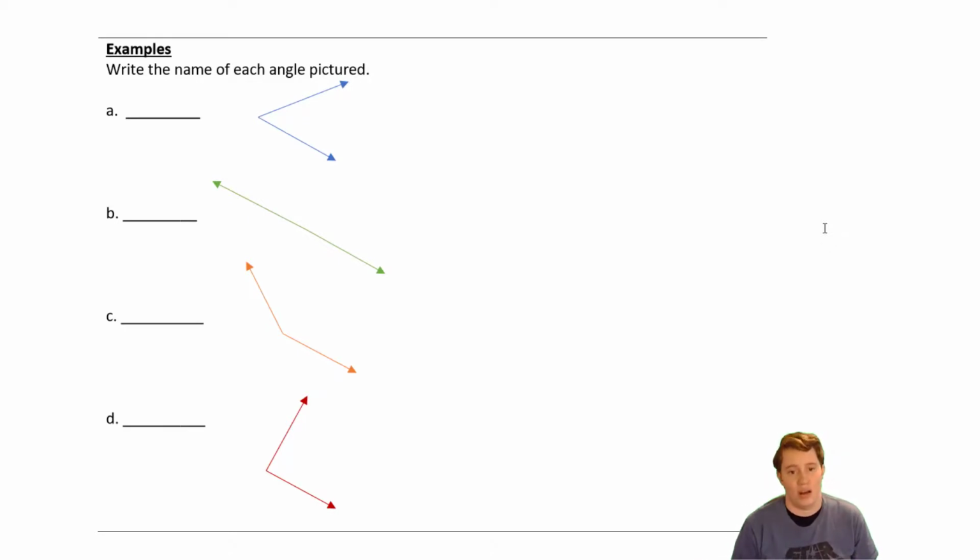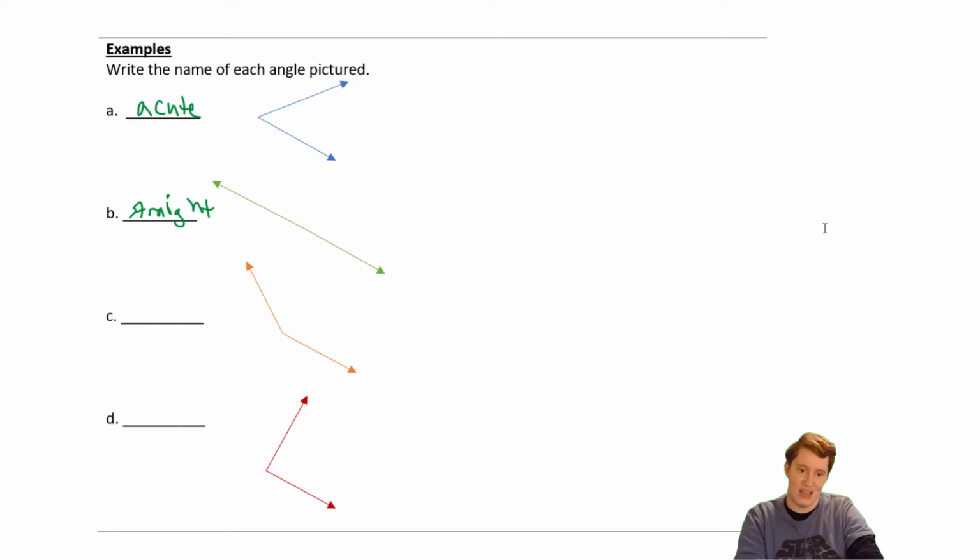On A, this blue angle is less than 90 degrees, so it is an acute angle. So again, I go, oh, look, it's a little acute angle. I'm just going to pinch that cute little angle. I know that's probably over the top, but it is what it is. All right, B, this looks like a straight line. So this would be a straight angle.